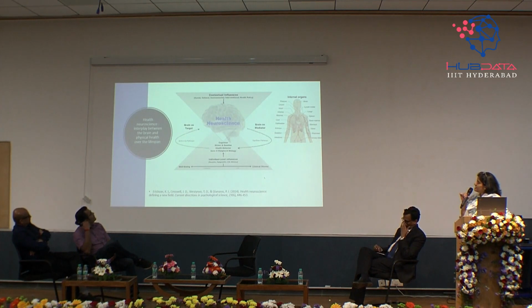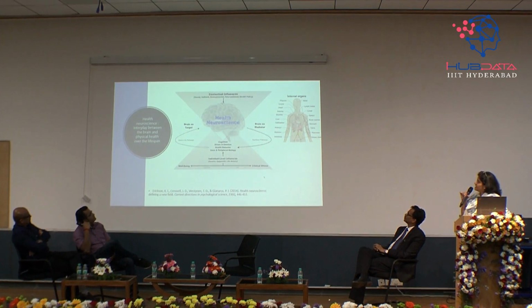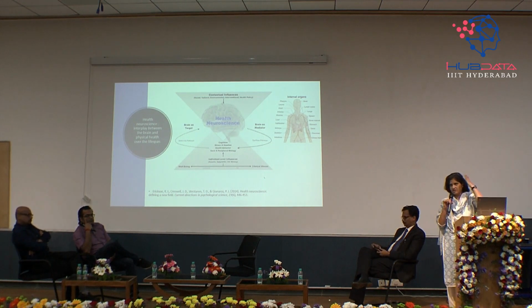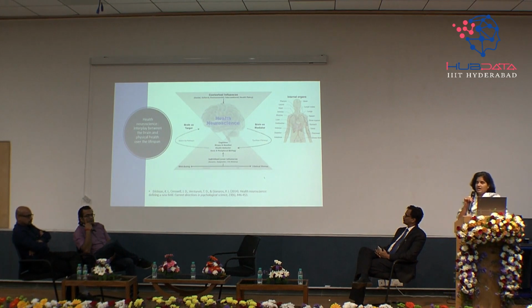Health neuroscience is the interplay between brain and physical health over the lifespan. So they're now looking at everything: stress, emotion, obesity, physiological parameters, the whole thing. It's not just this 1.3 kg mass, but the entire body and how it helps function or disrupts the functioning of the brain.